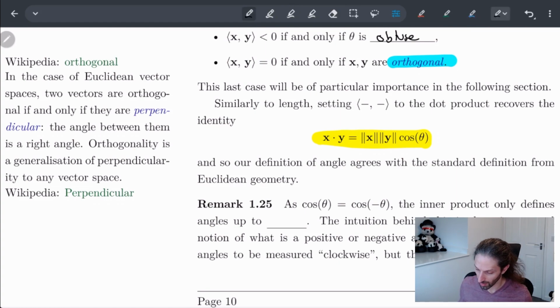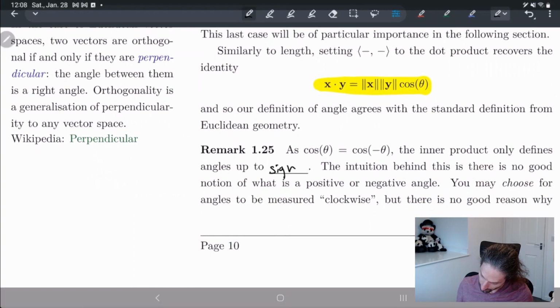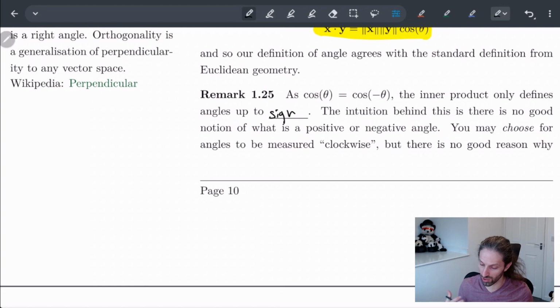Now, another thing you might notice is I never said which way this angle is going. I didn't say if theta is going clockwise or anti-clockwise, however way you want to define it. We never really said it. And that's because this theta only defines angles up to sign, because there's no good notion of what is a positive or negative angle.